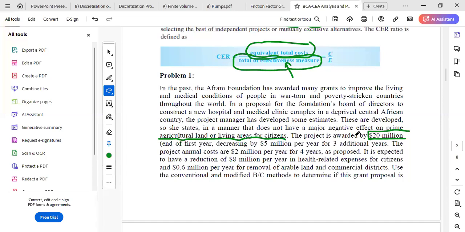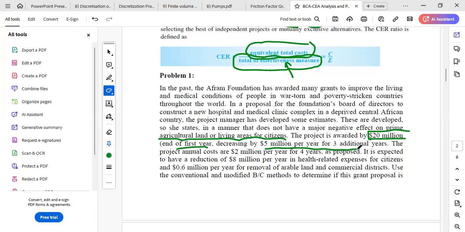So here, when we talk about initial investment, it's not paid at year zero. It's the award that is divided over years. They said that at the end of the first year, we will pay $20 million, and this will be decreased by $5 million per year for 3 additional years. So let's say for year one it's 20, for year two it's 15, for year three it's 10, etc.